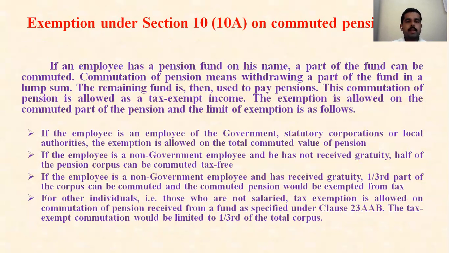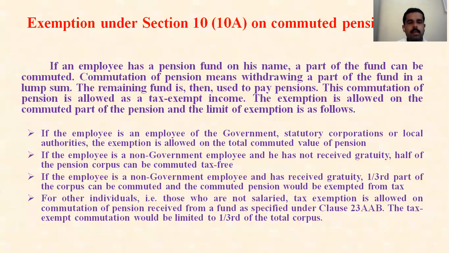If the employee is an employee of a government, statutory corporation or local authority, the exemption is allowed on the total commuted value of pension. If the employee is a non-government employee and has not received gratuity, half of the pension corpus can be computed tax free. This applies to the government employee as well as non-government employees. A little bit of difference is there, observe carefully.